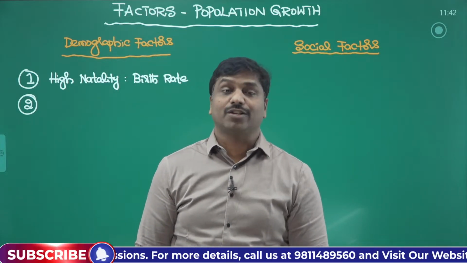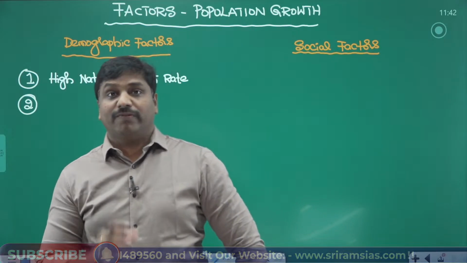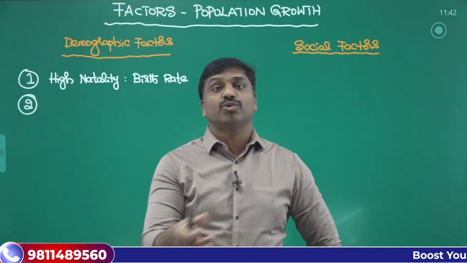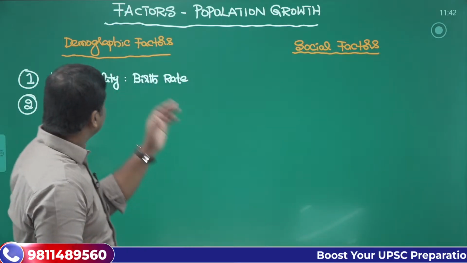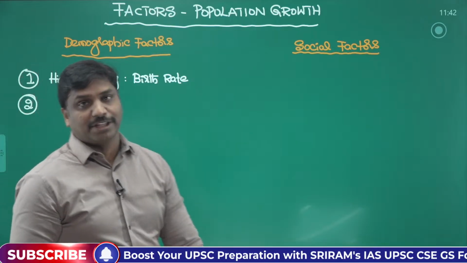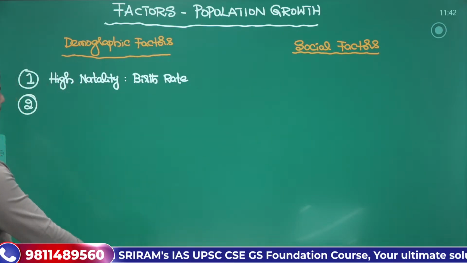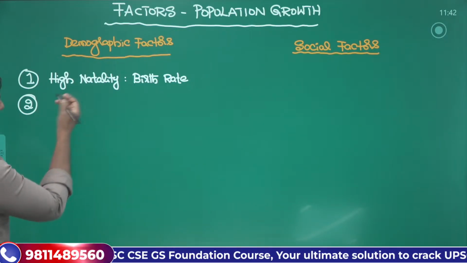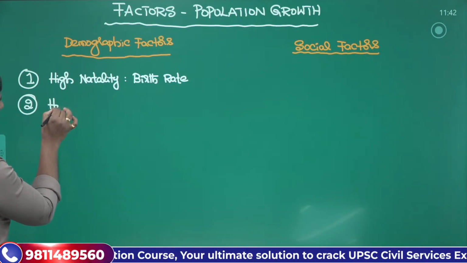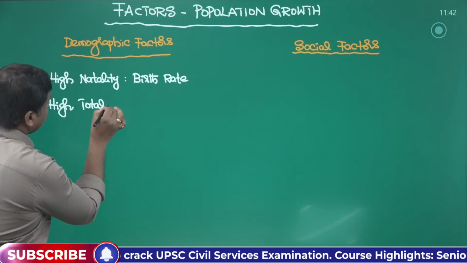NFHS-5 data, the National Family Health Survey 5, which was conducted in 2019 to 21. You can collect the data, like the natality rate or birth rate of India is this much. So like that you can bring in that fact. So that's one thing. Then the next factor: India has had a high total fertility rate.